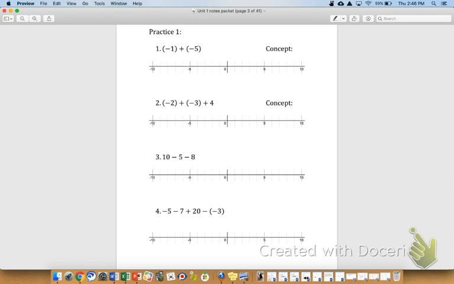I got -6 for number 1. And then I got -3 for... so that's... I don't know. Question. I got 11.